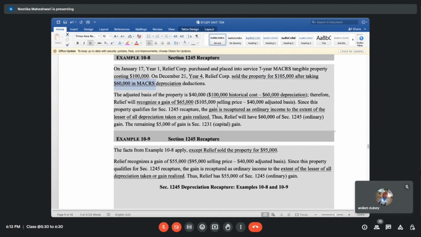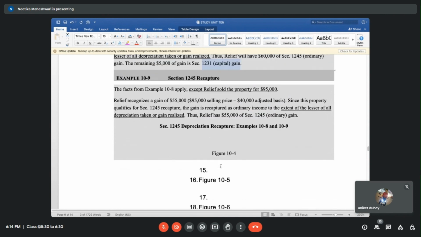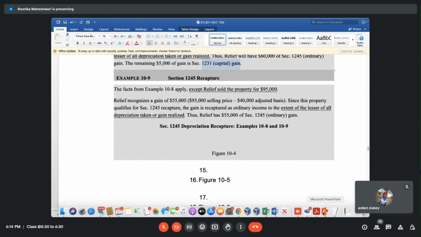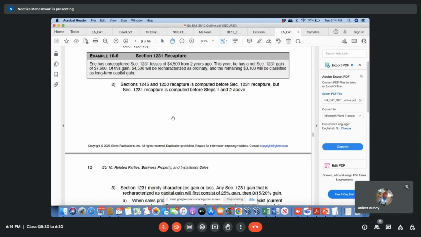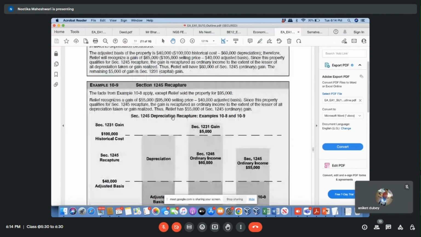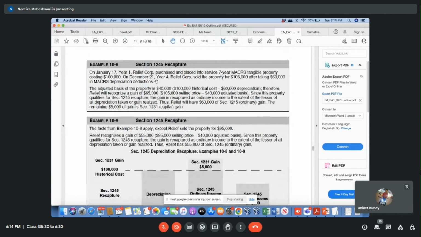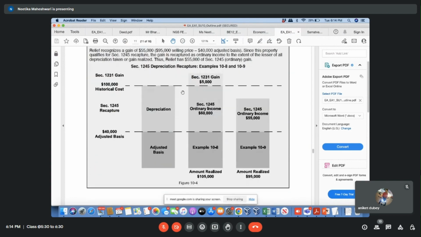Here, the profits we can still split up and see what can be taken advantage of as capital gain income. Let's go over some of the examples here. These are the examples that we went over. These are the two situations: when the gain is more than the depreciation taken, and here the gain is less than the depreciation taken. Right? So now this example will probably help us understand depreciation recapture.